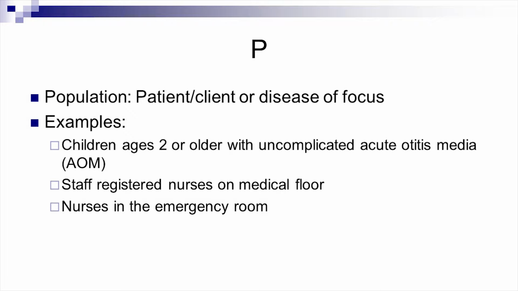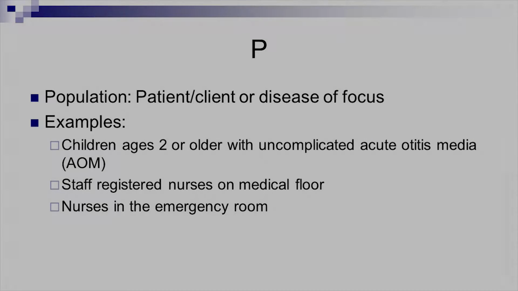The P is for population. The population is the patient or client or the disease of focus. Examples include children ages 2 or older with uncomplicated acute otitis media. Another example would be staff registered nurses on medical floor or nurses in the emergency room. And as you can see, these are all populations.